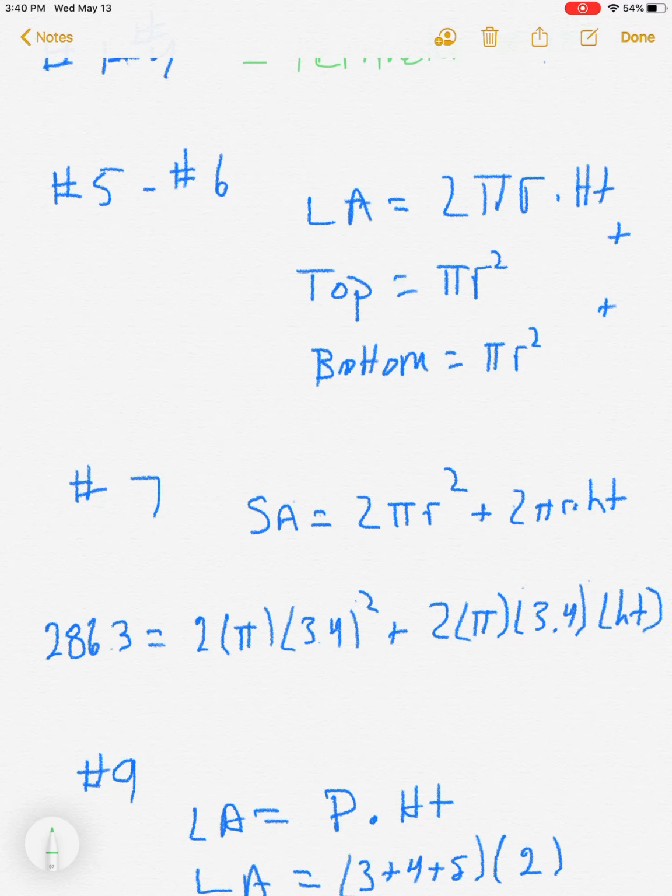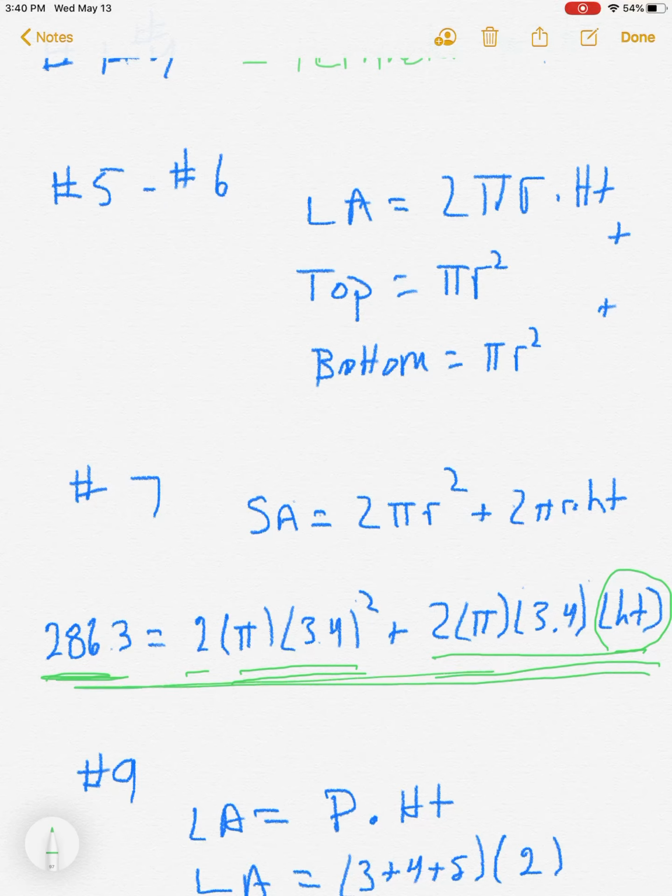Problem number 7 is a little more complicated. They tell us that the total area is 286. That's the lateral area of 2 times pi times 3.14 times the height, which is unknown, plus 2 circles, the top and bottom, each having an area of pi r squared. So this is how you're going to have to do problem number 7 to solve for the height.